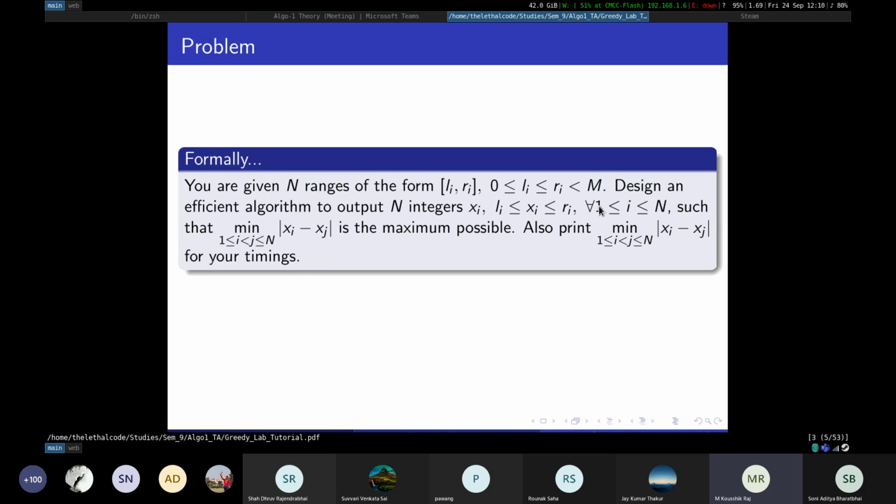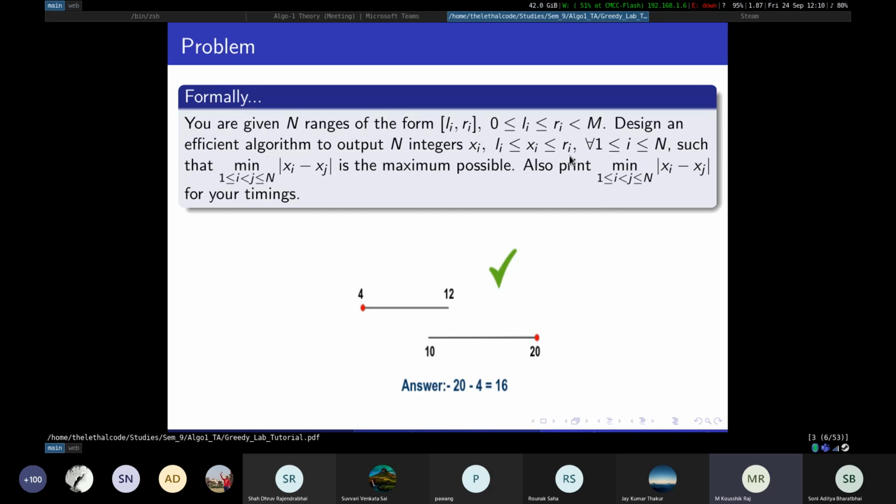For example, if you look at this, these 2 line segments denote 2 customers. 4 to 12 is the time frame available for the first customer, and 10 to 20 is the time frame available for the second customer. You want to maximize the difference between these 2 customers. It's quite intuitive that you will have to place the first customer as early as possible and the second customer as late as possible, and you'll find that the answer is 16. With 2 customers, it ended up pretty easily.